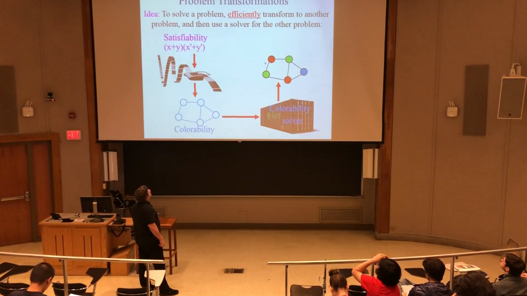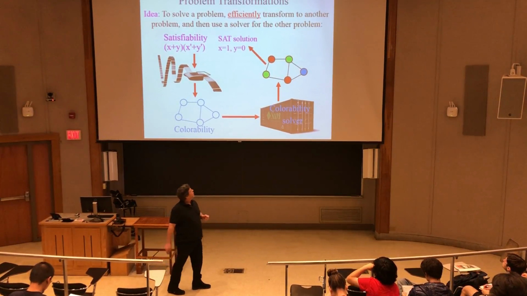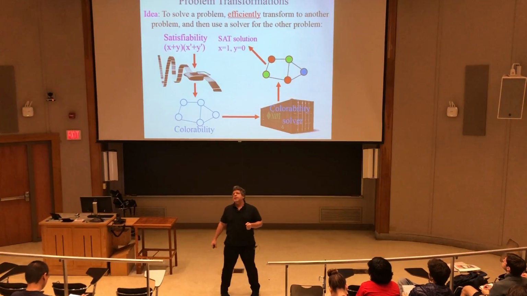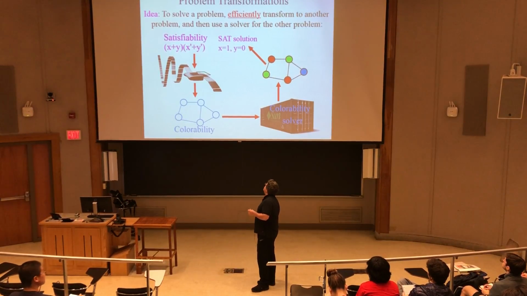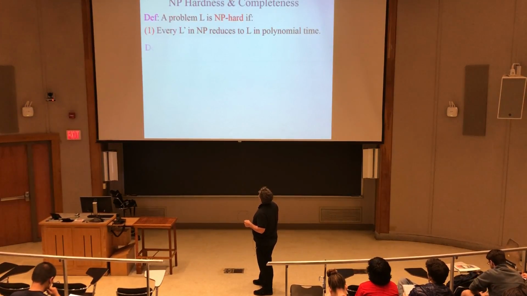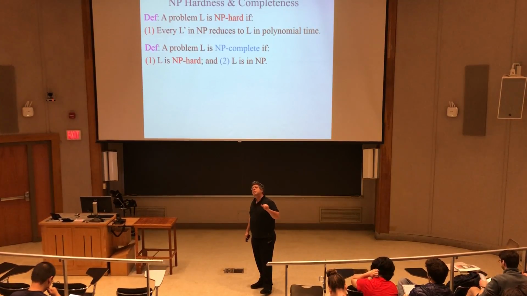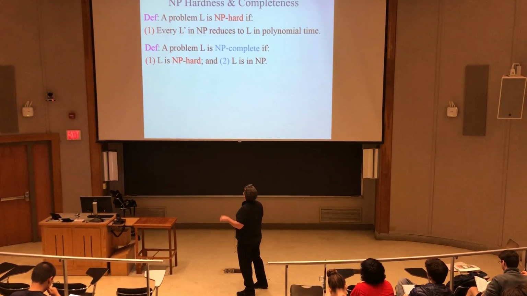So it's about problem transformations. For example, we can transform satisfiability to colorability, and we'll show you exactly how such a transformation works. It's not trivial. Those are subtle. Some of them are complicated transformations. But satisfiability is the problem of, given a Boolean formula, whether it's satisfiable or not, whether there's a way to set all the variables to true and false in such a way that makes the formula true.